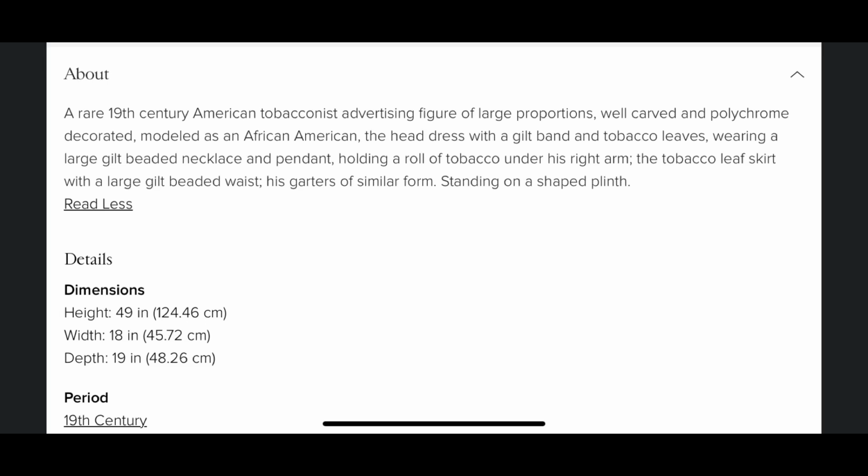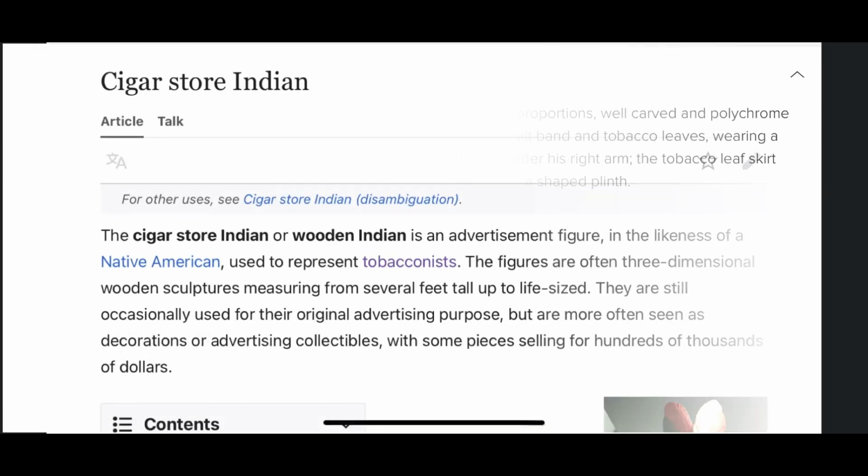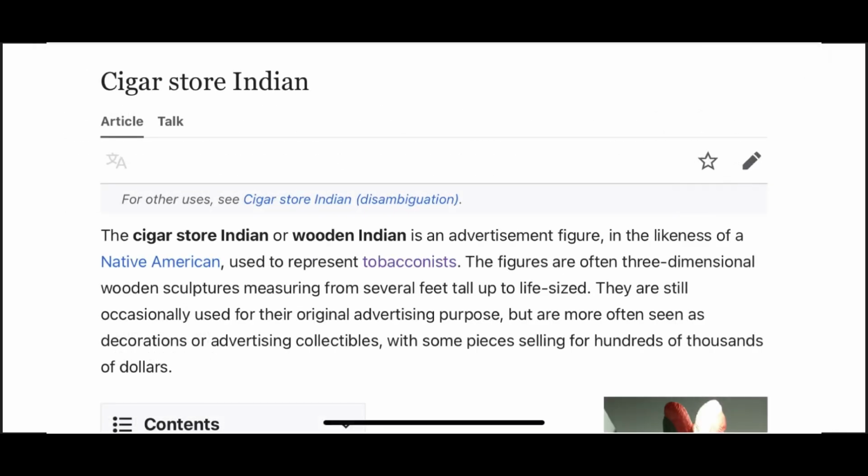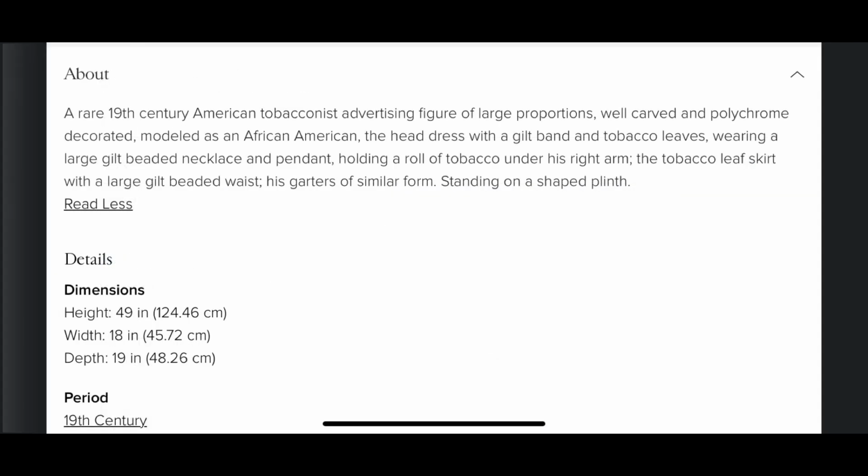Now let's ask the question, what about this figure is African American? The color? The features? We all know good and well cigar store Indians are supposed to represent Indians. Why would they depict an African American to represent Indians? Unless the African American is an Indian.